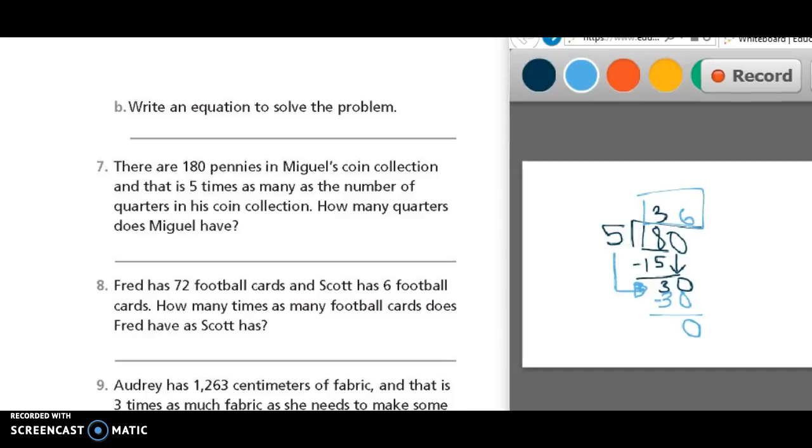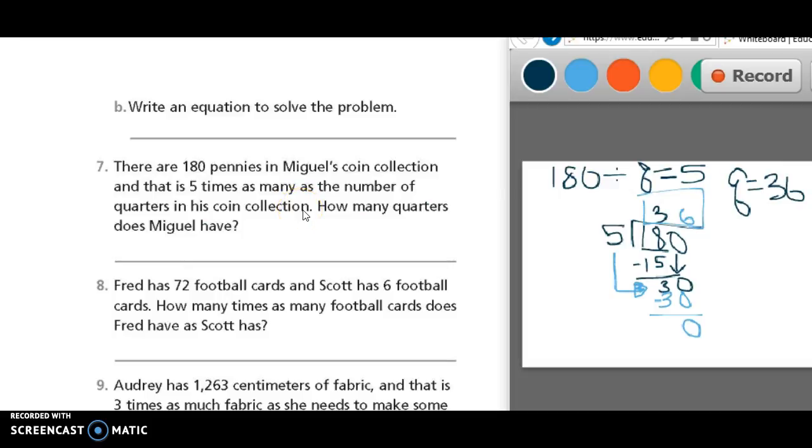So let's come back over here. We're going to say there are 180 pennies in Miguel's coin collection, and that is 5 times as many as the number of quarters in his coin collection. How many quarters does Miguel have? Well, he has 36 quarters, but I need you to also give me the equation of what you did. So I'd be writing it, we did 180 divided by Q is equal to 5. And then we said Q equals 36. And we said it was 36 quarters. That's why I made the Q.